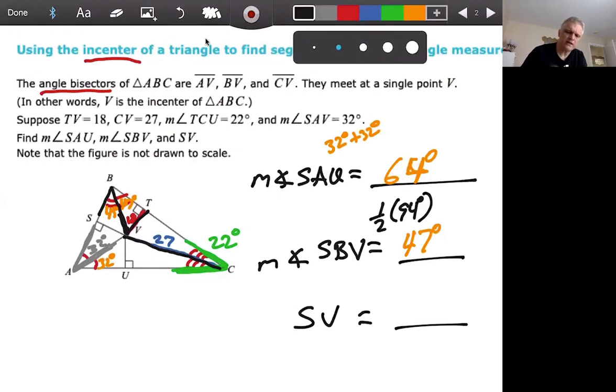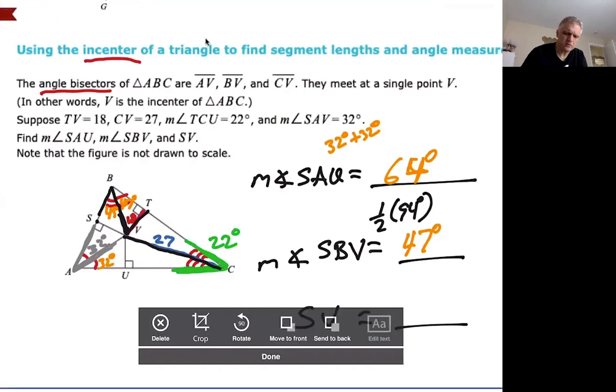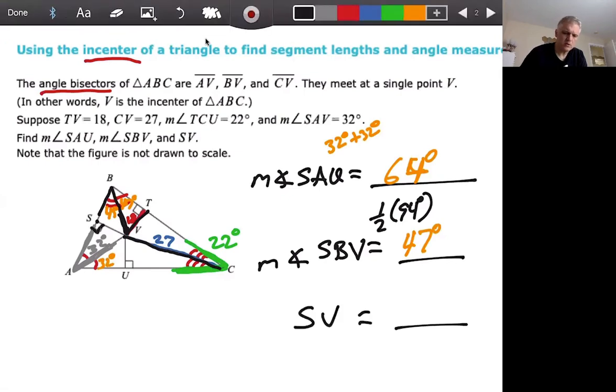Okay. So how do we find SV? SV is here. SV is a segment that is perpendicular to AB, because there's a right angle, and it starts at the in-center V. Okay. So we need one more piece of information to do this guy. So remember with the circumcenters, the piece of information I gave you was that every point on the perpendicular bisector is equidistant from the two endpoints of the segment that is bisected.